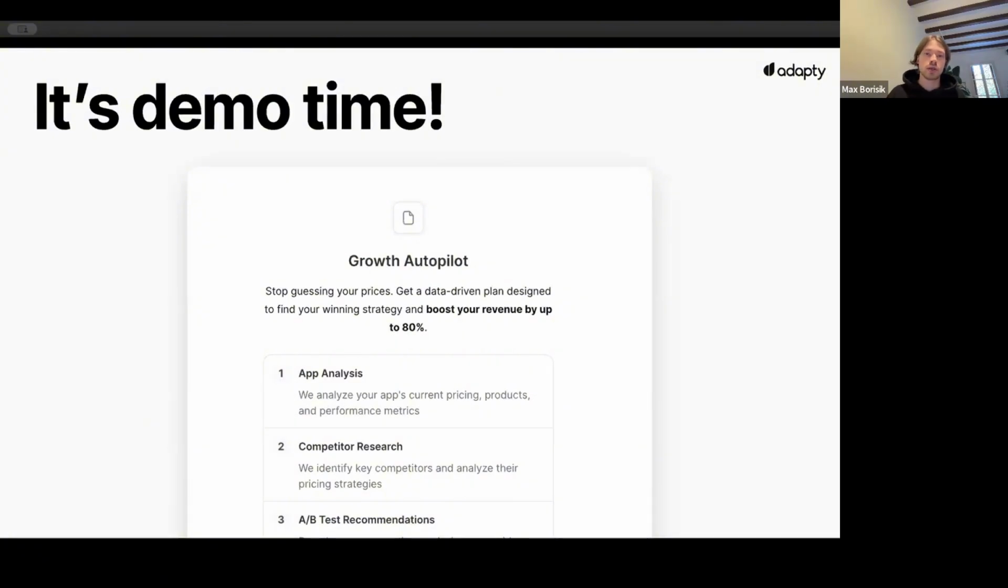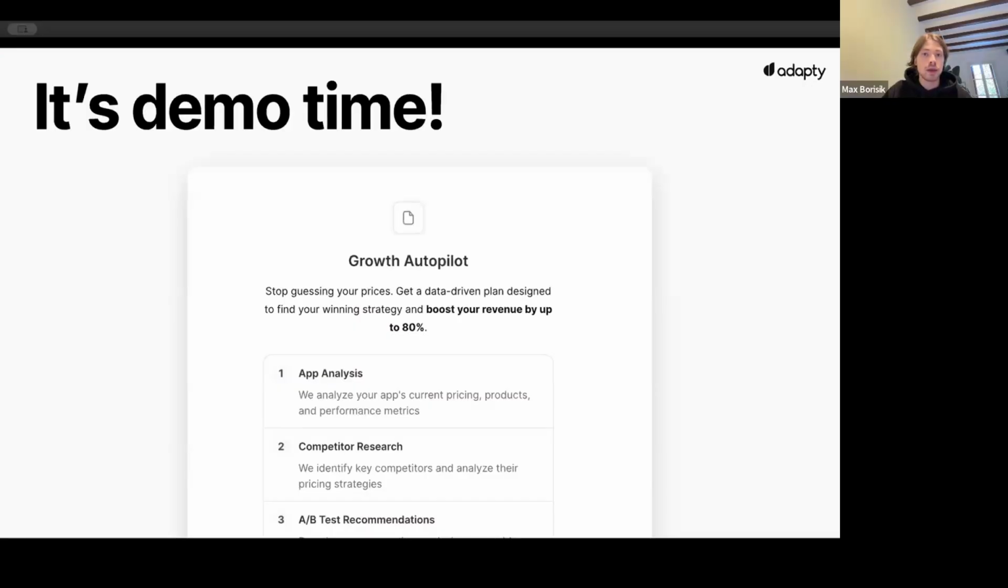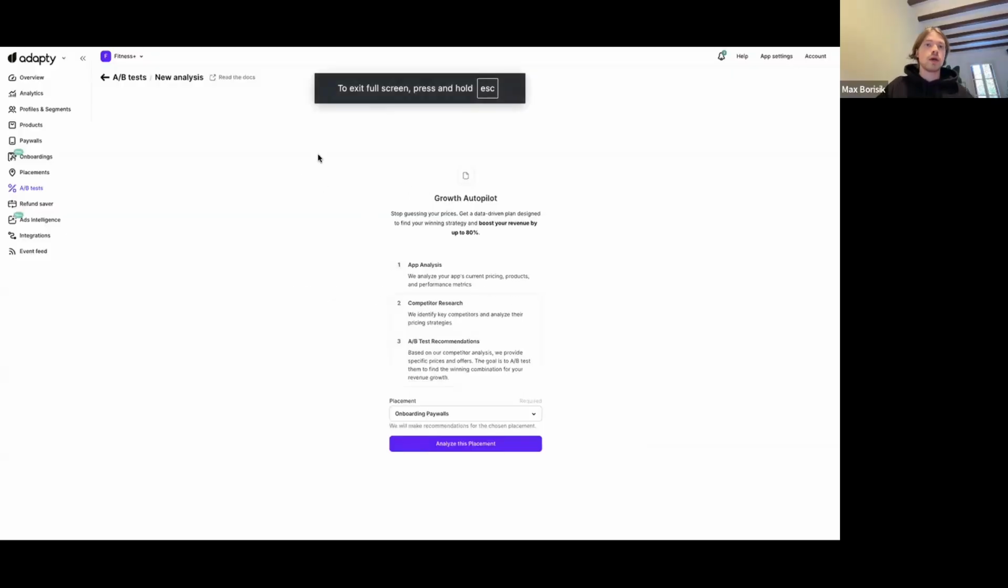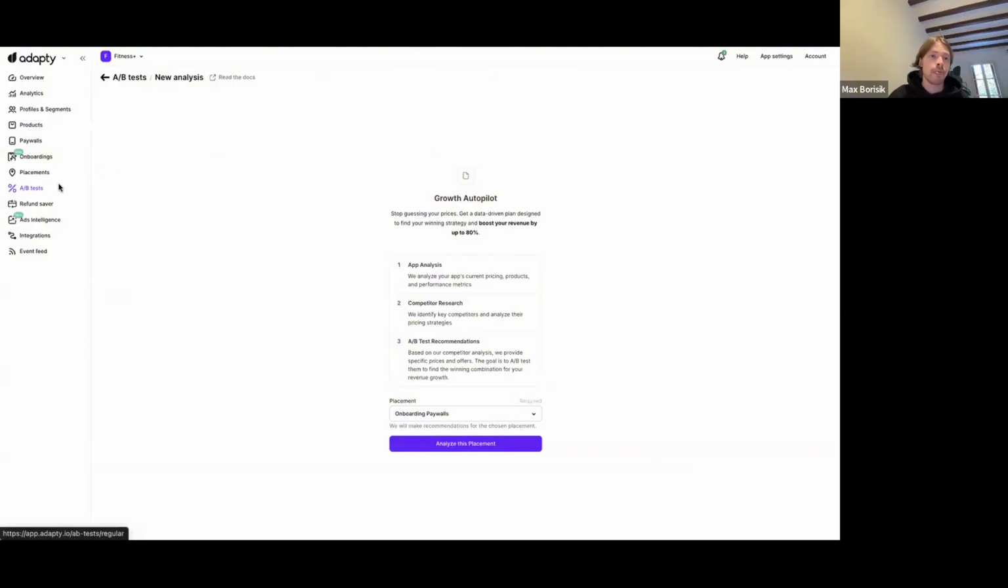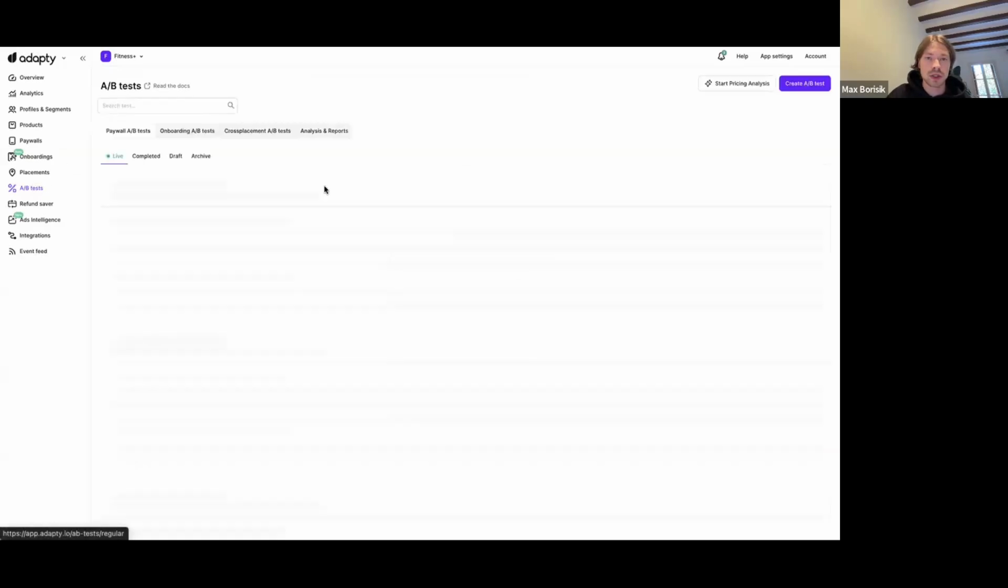That's why we built it. So I'm just going to reshare this presentation to the demo, and it will be way easier for me to show what I want. And I think it's located here, right? Yeah, this one. What happens now is that I've just opened a demo app inside of Adapty. The Autopilot is located in the A/B test section. And here, let me just show it to you.